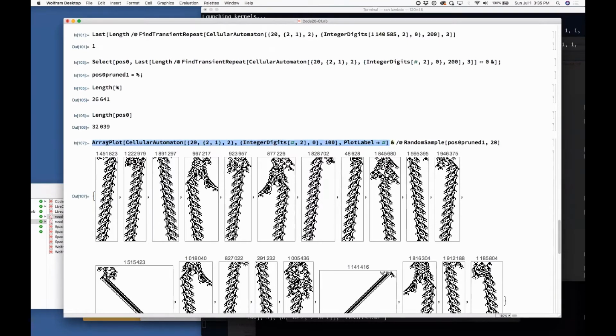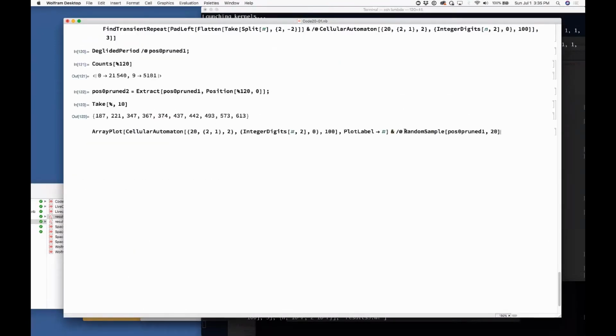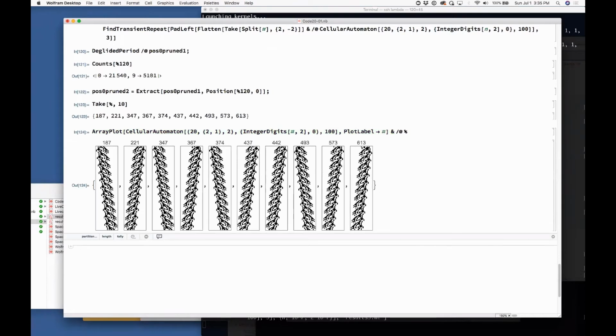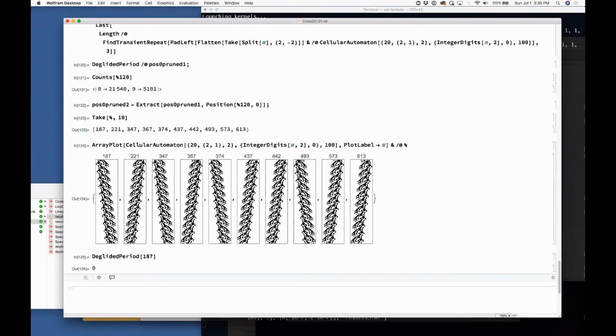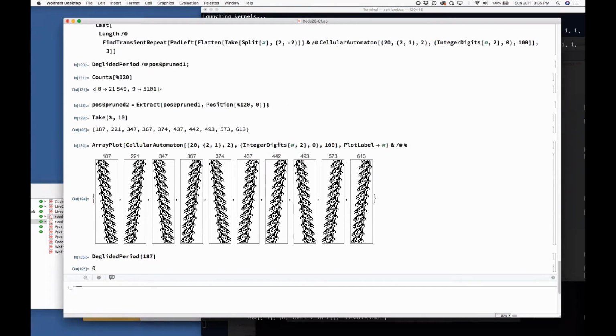Something went wrong there. So those are cases, I have a suspicion about what happened there. So these are cases in which we failed to, okay, why are those? So those things we should have, so let's try deglided period. We have a bug here. Deglided period of 187 is 0. Could it be that it hits the border and then starts again? No, but it could be that it has. No, I mean after padding and trimming.